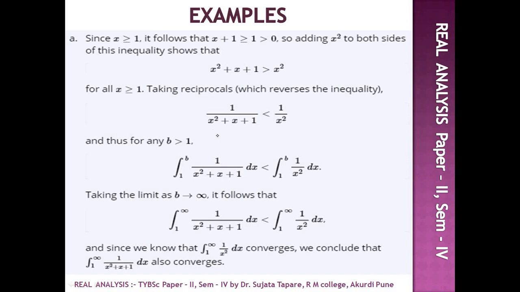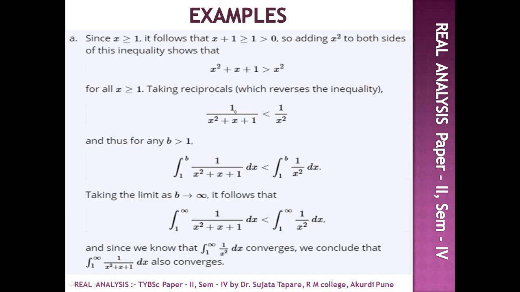Now we are going to use the p integral test and comparison test to solve examples, to test the convergence of integrals. Suppose this is the given integral, the integral from 1 to infinity of dx upon x square plus x plus 1. So this is the function. Now its denominator is x square plus x plus 1. Since x is positive, x is greater than or equal to 1, so we may say x square plus x plus 1 is greater than x square.